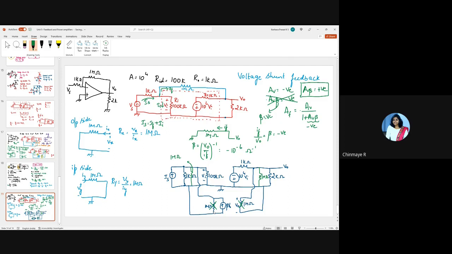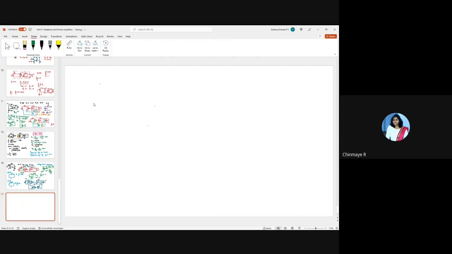Now, since I already know beta, I'll calculate the open loop gain, V0 by IS. With that, I'll get A beta. Then if I calculate all the open loop parameters, I can calculate all the closed loop parameters either by multiplying that with 1 plus A beta or by dividing that with 1 plus A beta. Is it clear for the rest of you also? Only Chetan replied. Okay.